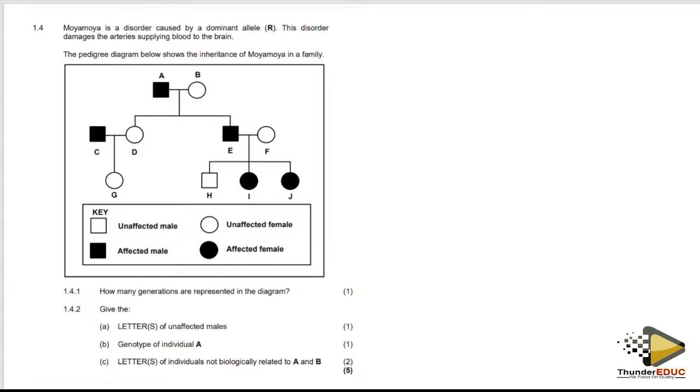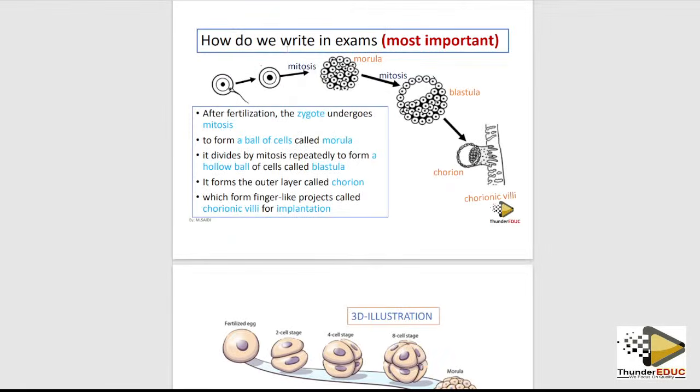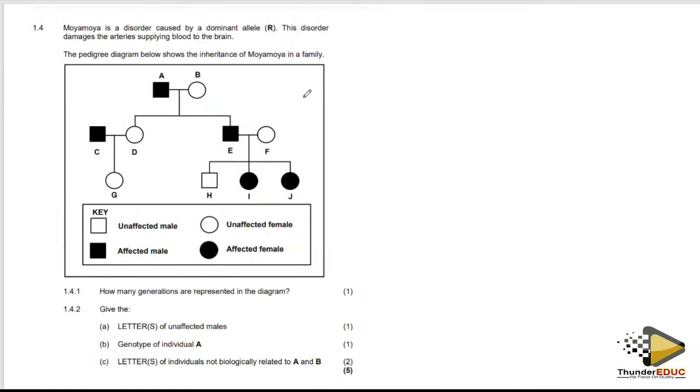All right, the first question is saying that these are national examination questions, obtained from the past papers. Please always and always use these past papers so that they can guide you. All right, the first question is saying that Moya is a disorder caused by a dominant allele, capital R.